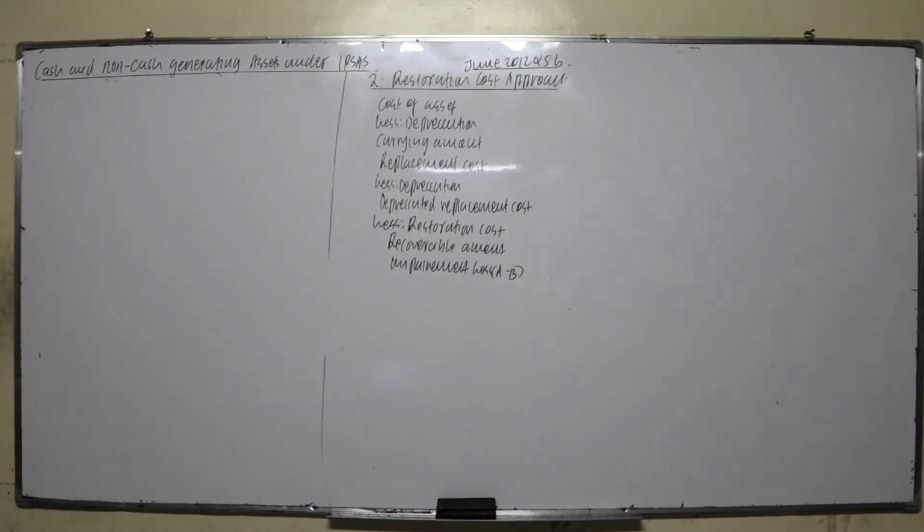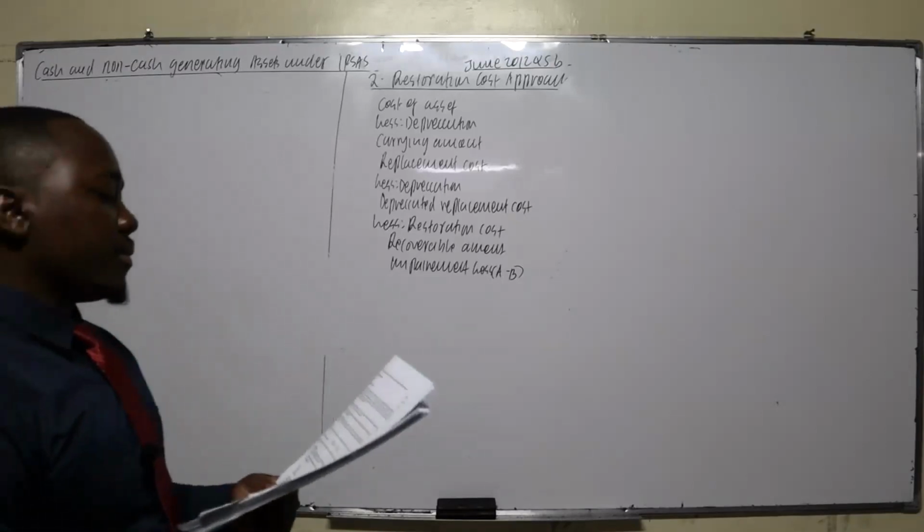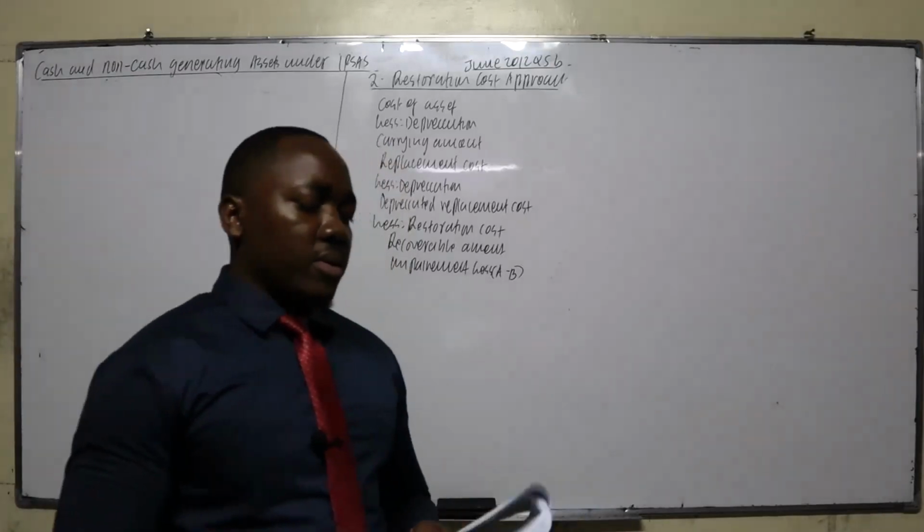Number 2, carrying amount. What is carrying amount? Is the amount shown in the financial statement? Good. Number 3, recoverable service amount. Good. Is the higher of the fair value less cost to sell and the value in use. Number B of the question.